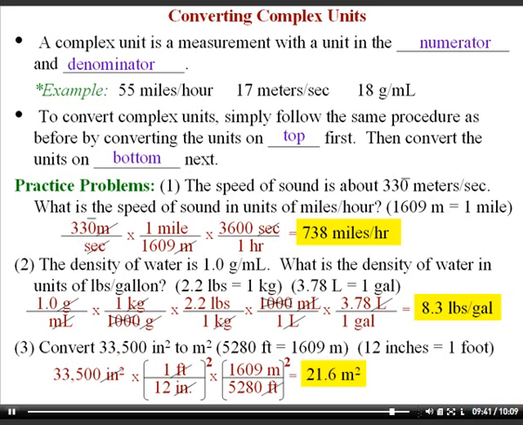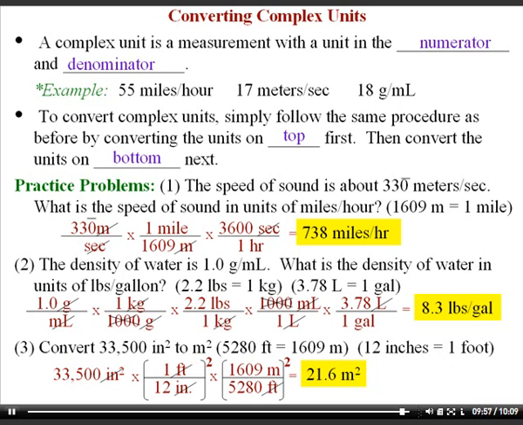So if you do this right in your calculator, you should get the answer of 21.6 meters squared. So that's how you change a squared unit into a squared unit. You'd use the same technique if it was a cubic unit to another cubic unit, except you would have the whole conversion factor cubed in order for the units to cancel out.